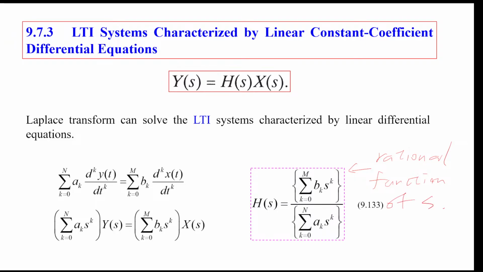So this is one of the major justifications of why we keep talking about rational functions when we talk about the Laplace transform. That is because if you get a Laplace transform from solving a linear constant coefficient differential equation, then you will get a rational function like this. So you see that the numerator is a polynomial in S, and the denominator is a polynomial in S.